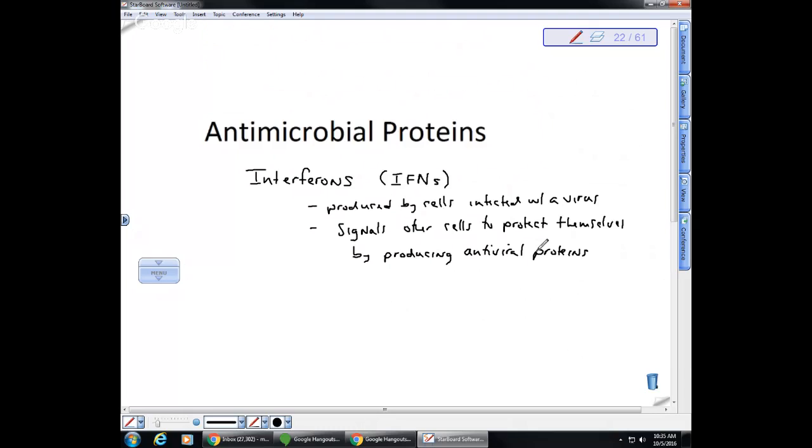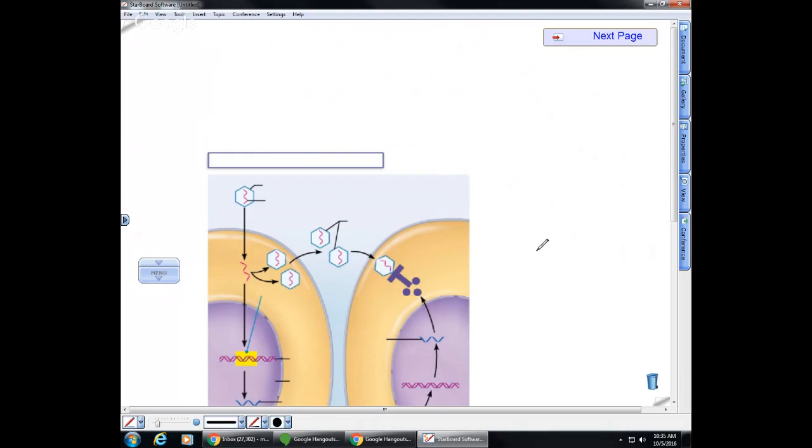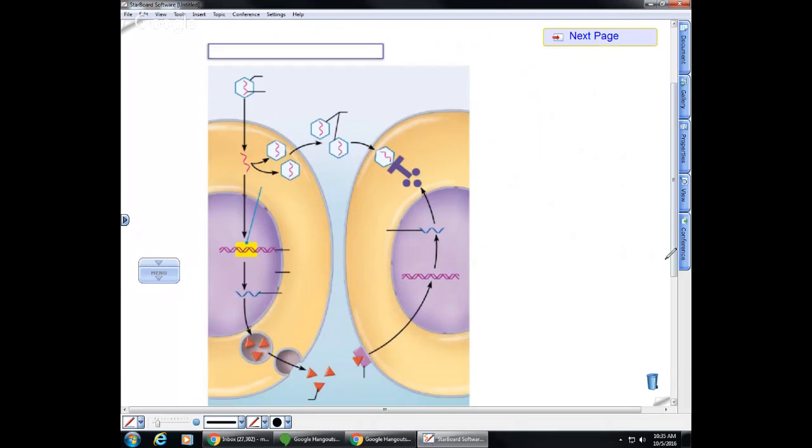Okay, so if you look at the second diagram, I'll try to do a better job on this one. Does anybody know what viruses are? What are the two components of viruses? What are viruses made up of? And these are the viruses right here. So you could put viruses.